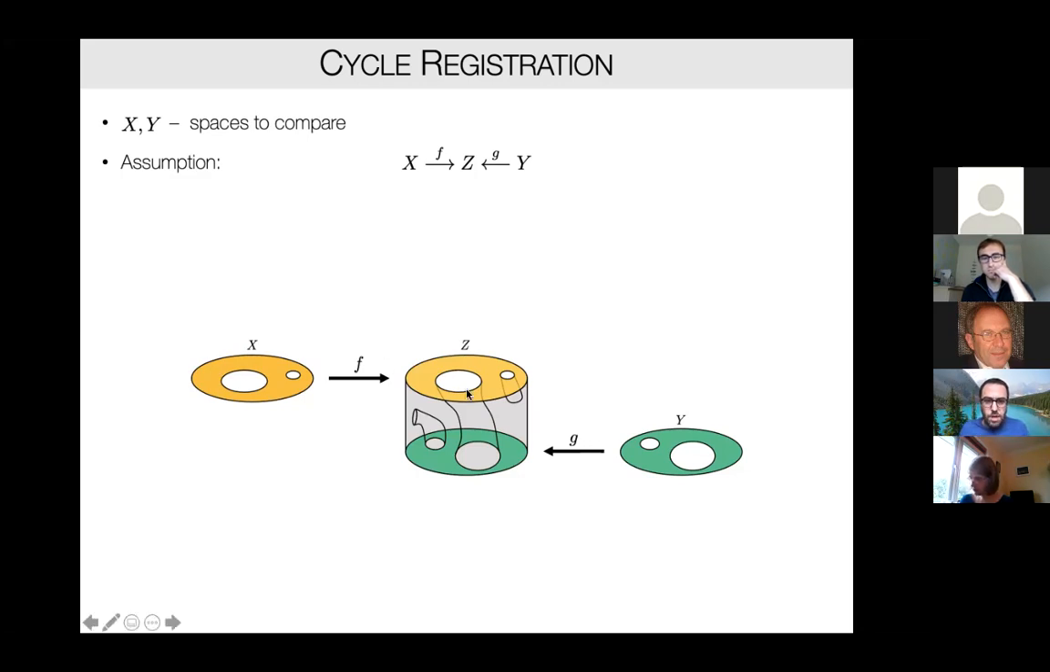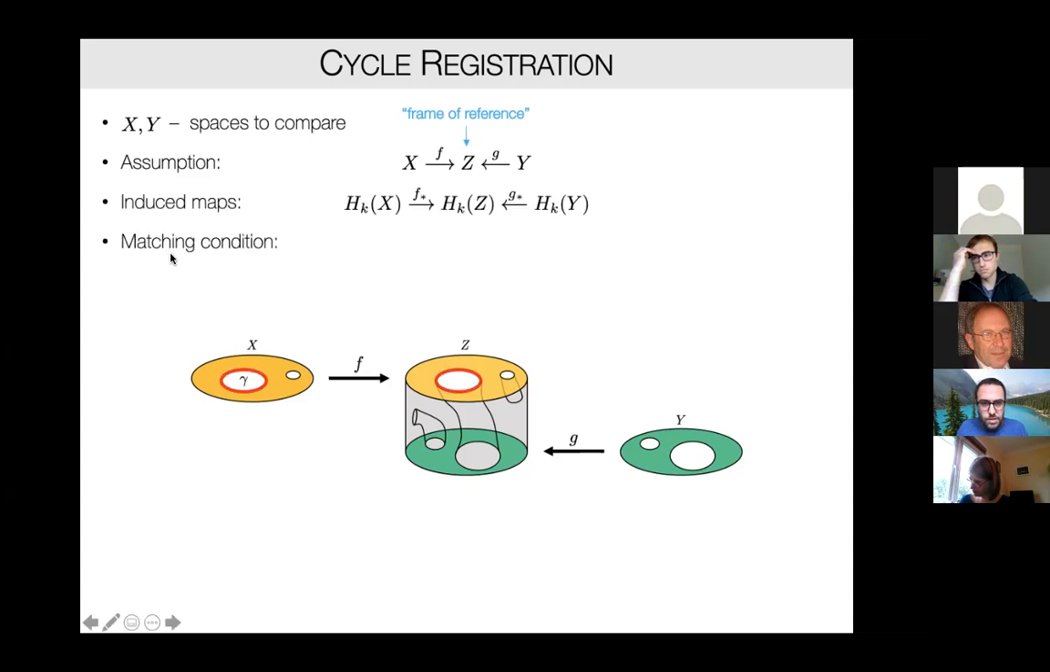Okay, so assuming that we can map X and Y into a common space Z, we think of Z as a common frame of reference where we can map all the cycles into, and then we can find those matchings. And this frame of reference will highly depend on the problem that you're trying to solve and maybe the different kinds of solutions that you're trying to achieve. So it's one of the ingredients that you have to choose carefully. But we assume that you have that. So you have these mappings, and you also have the mappings in homology.